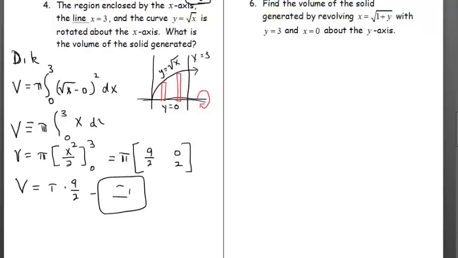All right, I'm not sure how this one's going to go, but we'll do the best we can. Find the volume of the solid generated by revolving this region about the y-axis. So it's going to be integration with respect to y.